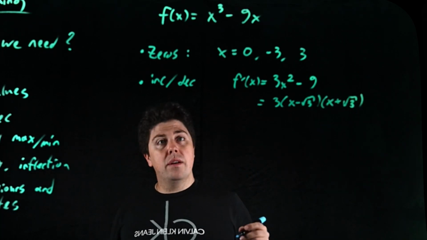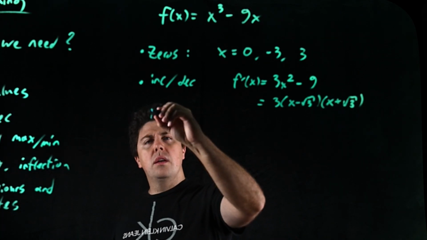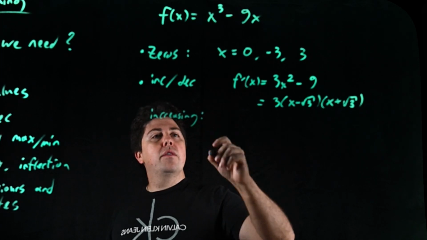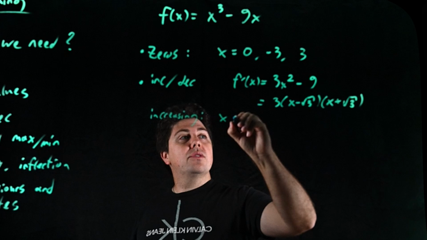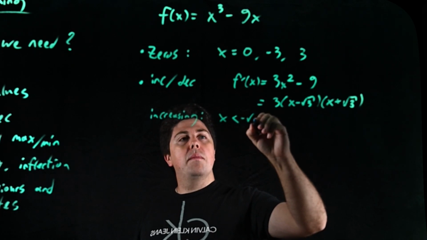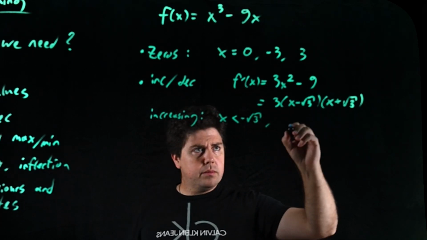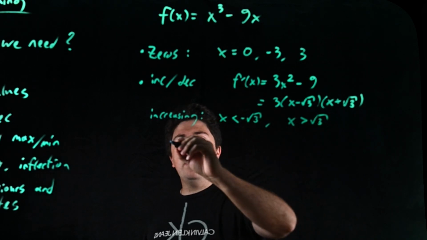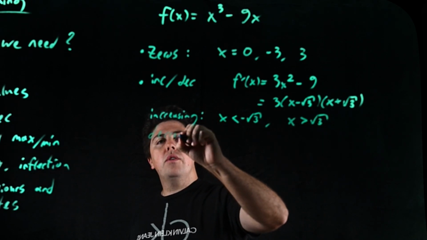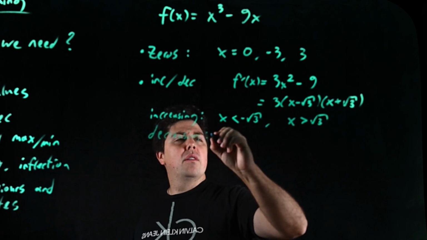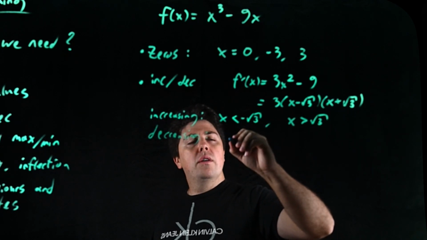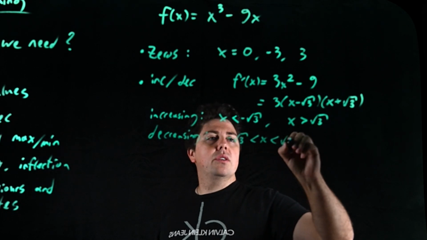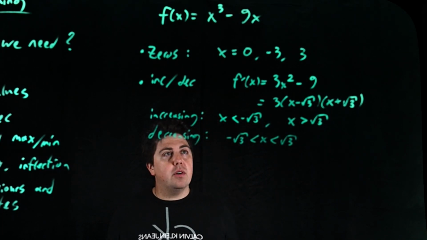So we have that the function is increasing for x less than minus root 3 and x greater than root 3, and we're decreasing between these two values, for minus root 3 less than x less than root 3. So how did I figure that out?